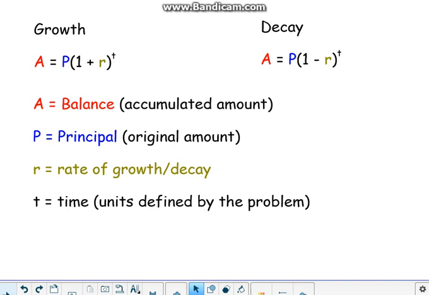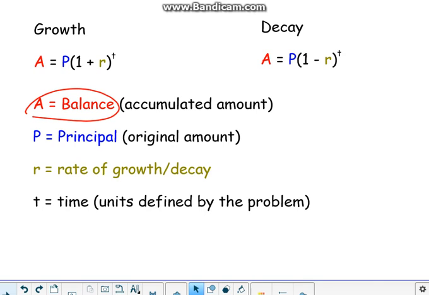We have two formulas, growth and decay. First one, growth, is A equals P times (1 plus R) to the T power, where A is your balance or your accumulated amount. How much total is in your bank account, right? P is principal, the original amount. So there's some money sitting in there, and it's going to have some kind of R, interest rate of growth. A certain amount of time passes, and that interest rate kicks in, and you'll get a new value, A, a new balance, an accumulated amount. Your principal plus that interest, okay? Now, time is defined in the problem. Could be years, could be months, could be days, could be hours, minutes, seconds, whatever, okay?